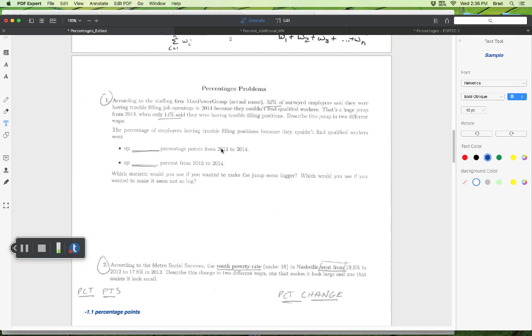Well, one way is by simply looking at percentage points. All right, 52% is a ratio, so is 14%. We can look at the difference of ratios, and that is simply computed by doing 52 minus 14. So it went up 38 percentage points in terms of employers indicating this issue.